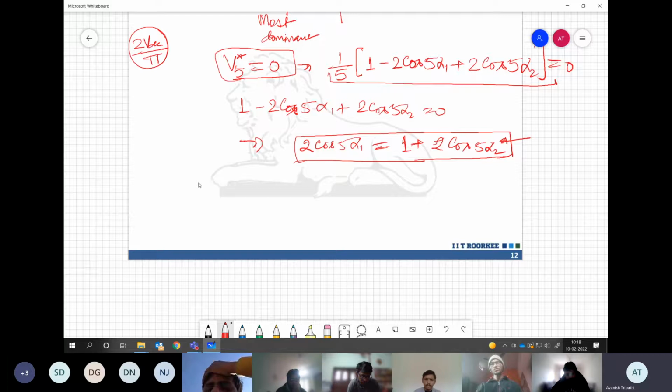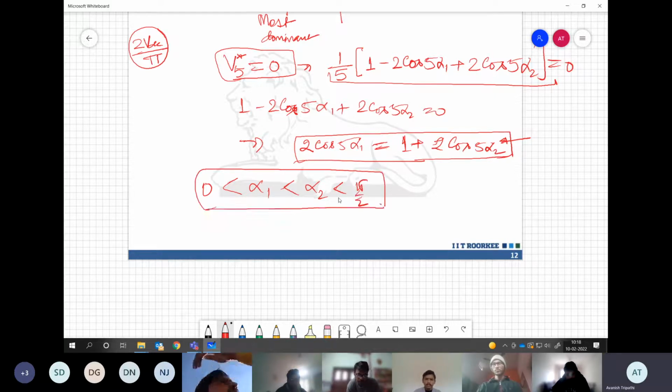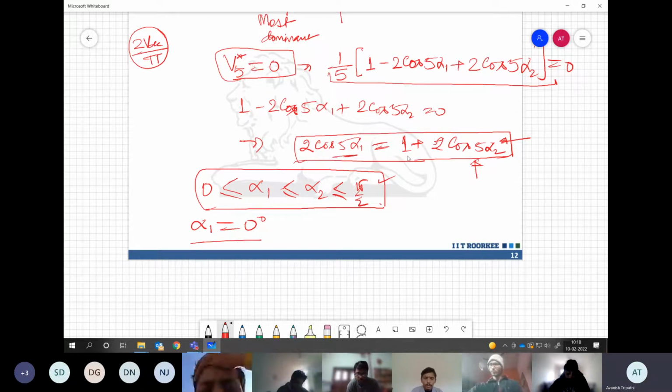For example, we now know that alpha 1 and alpha 2 are constrained by this. Alpha 1 and alpha 2 can be realized in this manner only. This inequality constraint is governing the operation of the converter. So let us say we take alpha 1 equal to 0 degree. Now, what could be the possible solutions for alpha 2? If alpha 1 is 0 degree, then in effect we have cos 5 alpha 2 coming as 1 by 2.